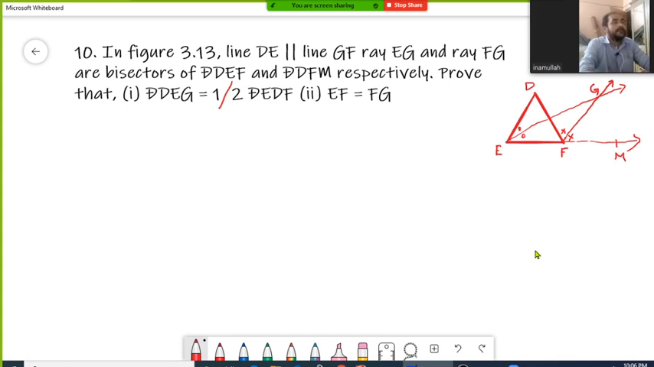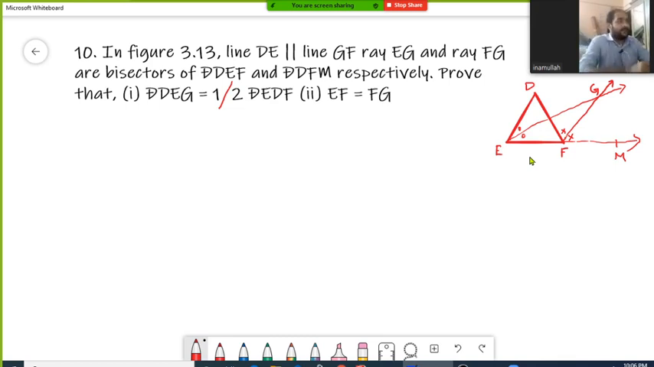Ray EG, this line is ray EG and ray FG. So EG and FG are actually angle bisectors of angle E and F. We need to prove that angle DEG is half of angle EDF. So this is the first target for this question. So I am going for this only.